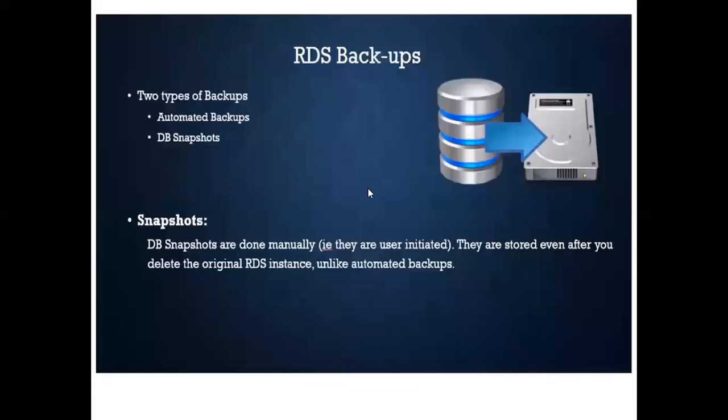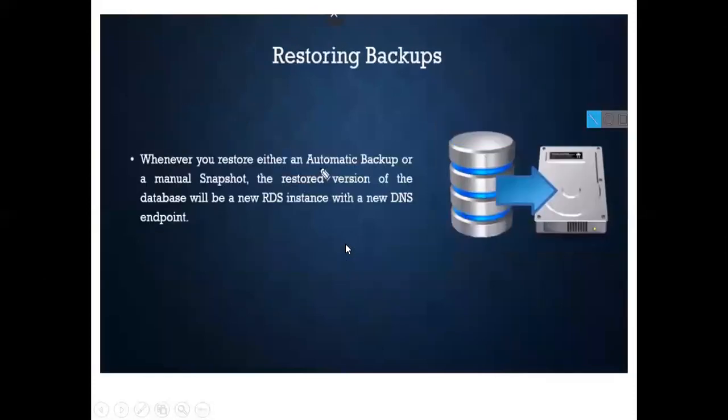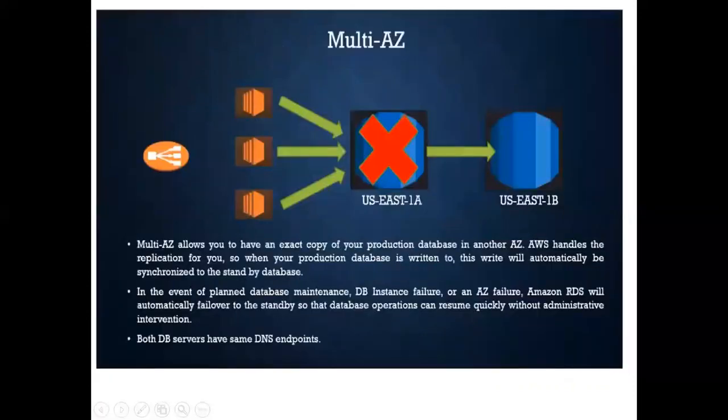DB snapshots are done manually, that is, user initiated. They are stored even after deleting the original instance. Even if the original instance is deleted, your snapshots will remain as they are, unlike automated backups. The main advantage of taking backups is you can restore in case the instance fails or crashes. DBAs will restore it using the snapshot. Whenever you restore automatic backups or manual snapshots, the restored version of the database will be a new RDS instance with a new DNS endpoint. This is for information.